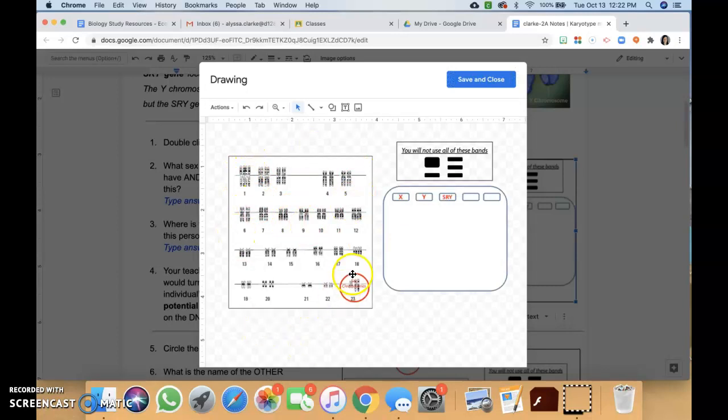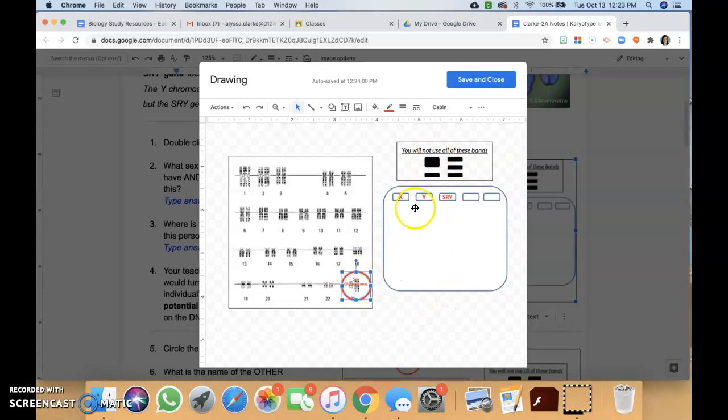So if we take a look, we've already identified the sex chromosomes. I don't know if you can see them clearly, but one is bigger than the other. So this person has an X chromosome and a Y chromosome because males are X and Y and females are X and X. So if we were to identify this individual, it would have an X and Y chromosome, which is typically characteristic of a male.